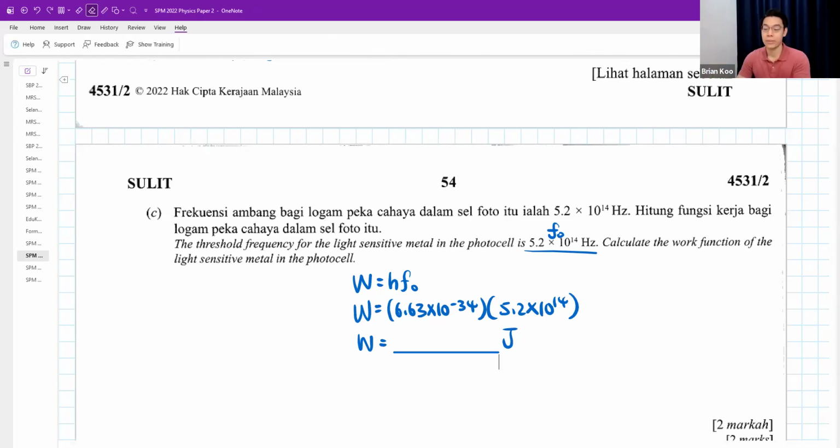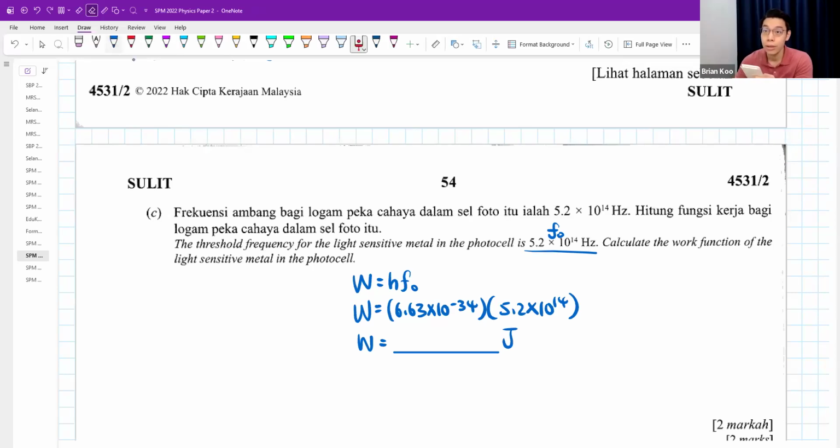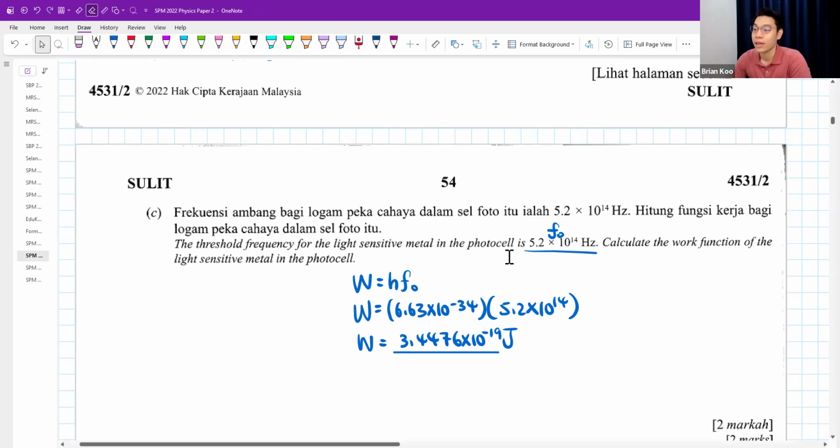Okay, so we multiply together, you're going to get, let's check, 3.4476 times 10 power negative 19. This is what my calculator gave me exactly. You want to round off also can. 3.448 times 10 power negative 19, also okay.